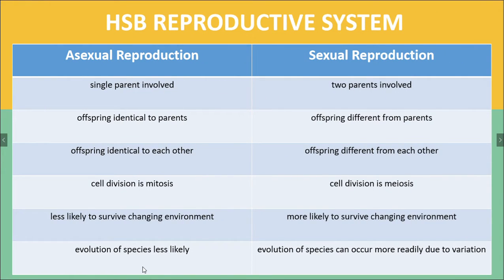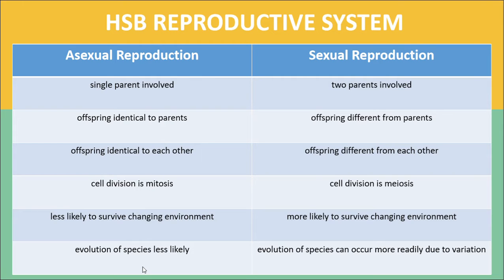Okay, so first we'll distinguish between asexual reproduction and sexual reproduction. In asexual reproduction, there's a single parent involved, while in sexual reproduction, there are two parents involved. In asexual reproduction, the offspring are identical to the parents, but in sexual reproduction, the offspring are different from parents. In asexual reproduction, the offspring are identical to each other, and in sexual reproduction, the offspring are different from each other.